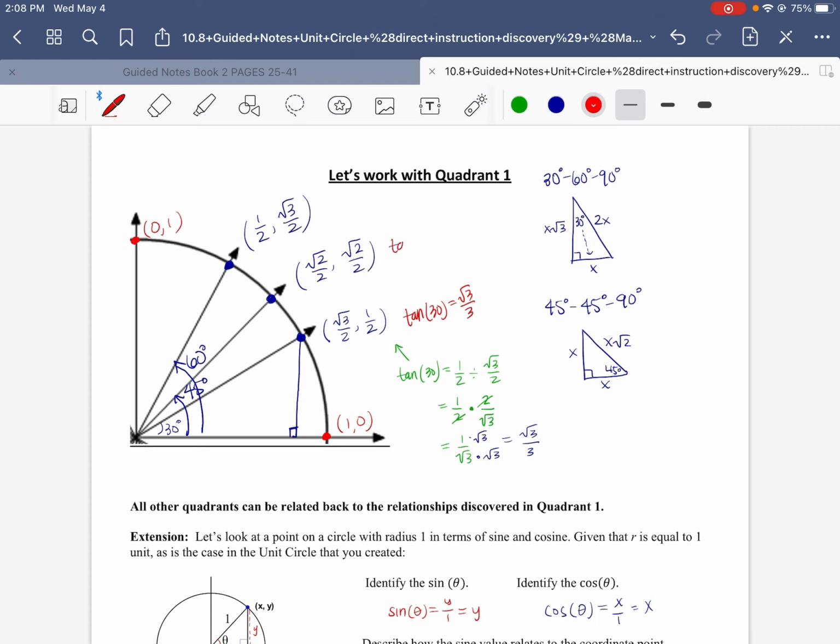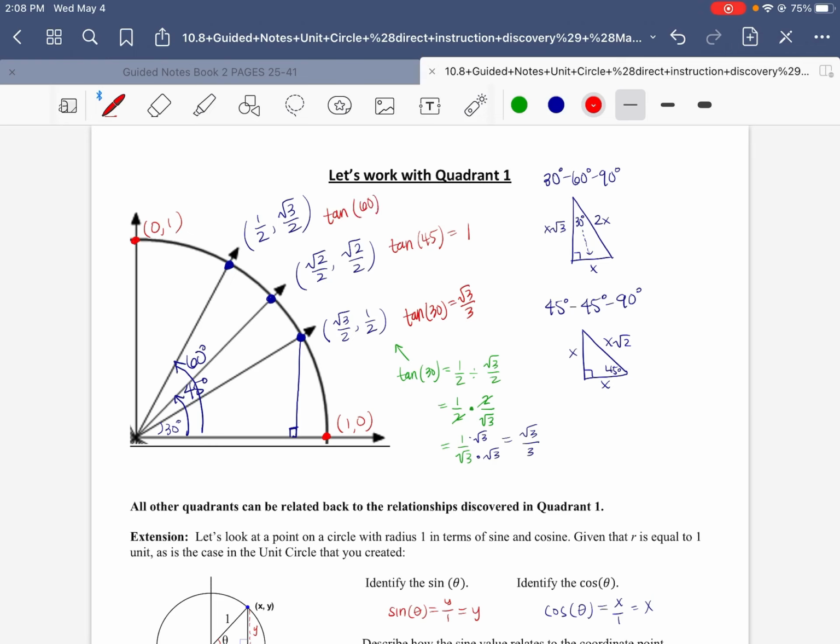Now the tangent of 45 is probably the simplest one, because if you take the y value and divide it by the x value, your y value is the same as your x value. So anything divided by itself is equal to 1, which makes sense. If your legs are the same length and you do the opposite leg divided by the adjacent leg, it will be equal to 1. All right, last one here on this little piece.